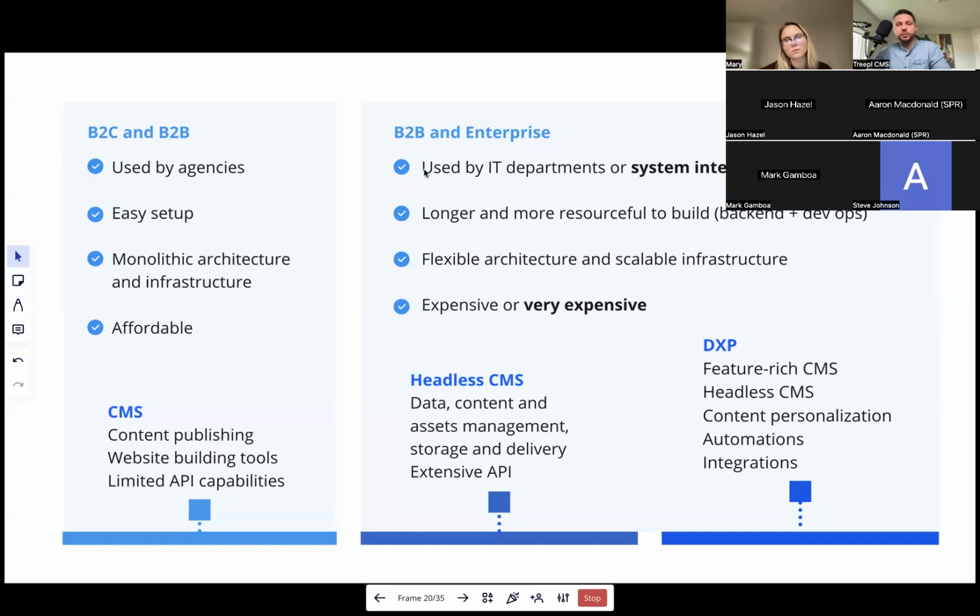So these solutions, headless CMSs and DXPs, are used by IT departments and system integrators. System integrators are basically the agencies that build big projects on headless CMSs and DXPs. So they're longer and more resource-intensive to build. You have to have backend developers and DevOps on staff. They have flexible architecture and scalable infrastructure, and they're either expensive or very expensive.